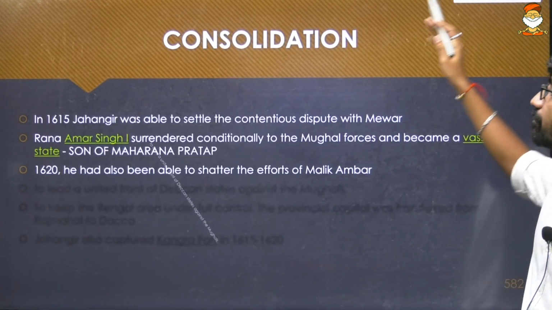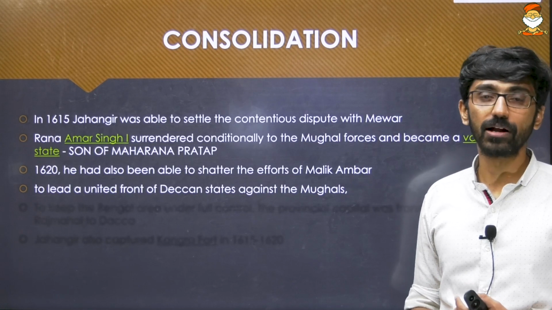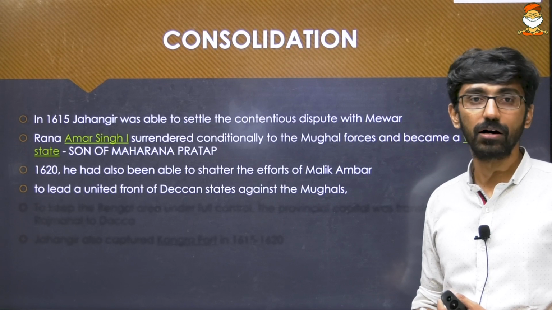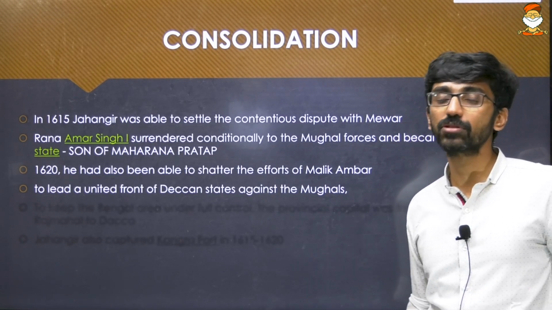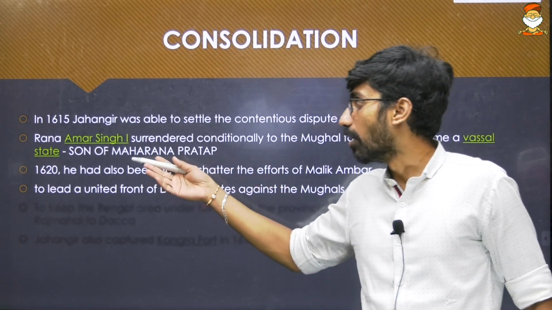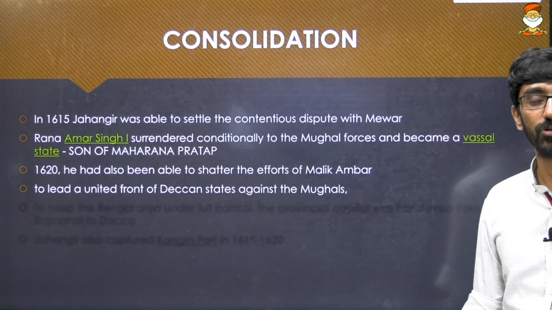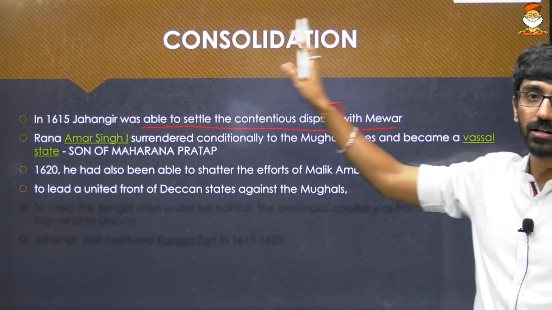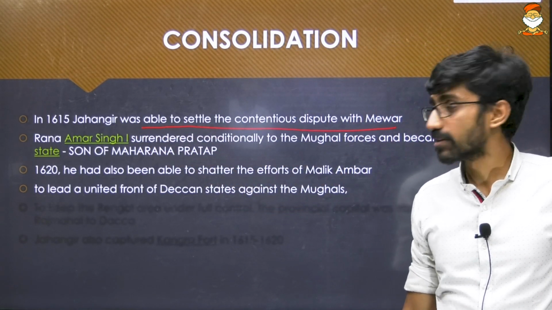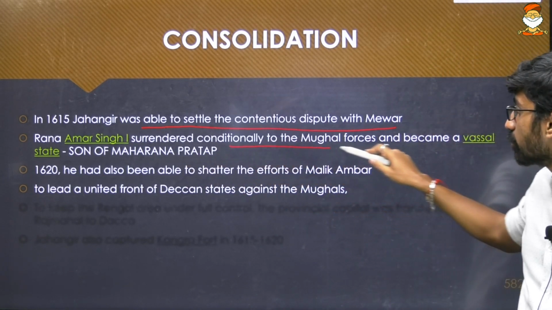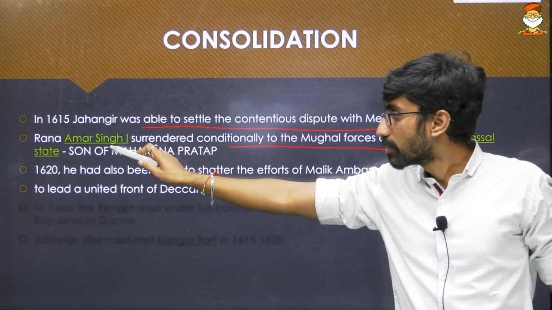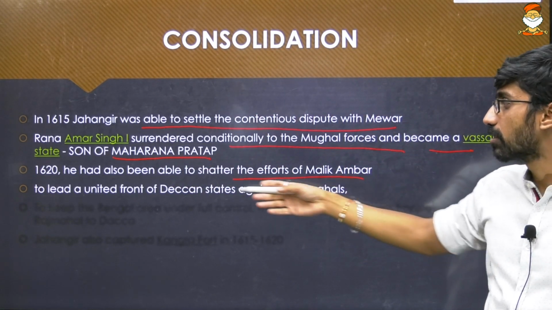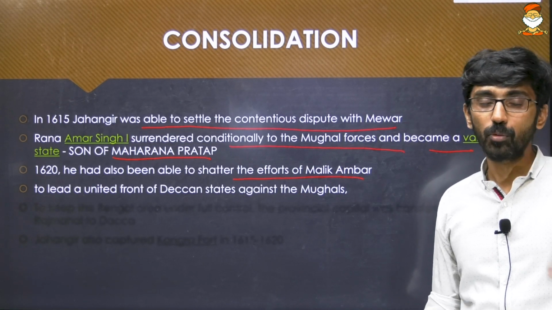So then in consolidation we can see Jahangir was able to settle the dispute with Mewar, which Akbar couldn't do. So Chittorgarh fort 1567-68, then again Rana Pratap, Haldighati. That is a kind of mixed result for both sides. And now Jahangir, with the help of his son Shah Jahan, finally in 1615 brought Mewar under consolidation. At the same time, Amar Singh I surrendered conditionally to the Mughal forces and became a vassal, because Amar Singh was the son of Maharana Pratap. In 1620, he was also able to shatter the efforts of Malik Ambar to lead a united front against the Mughals of the Deccan states.